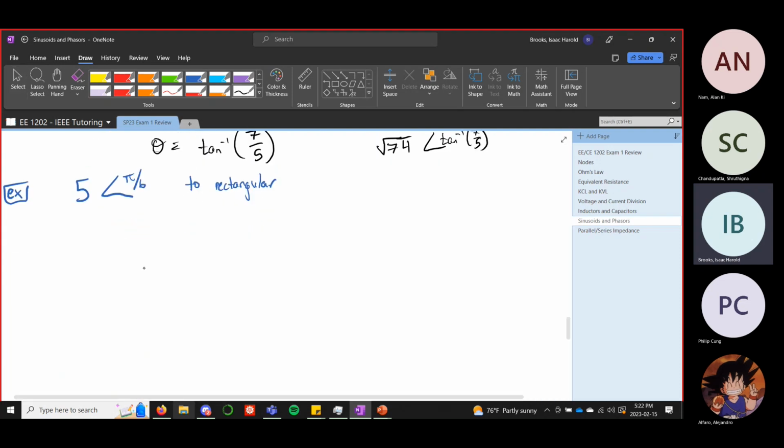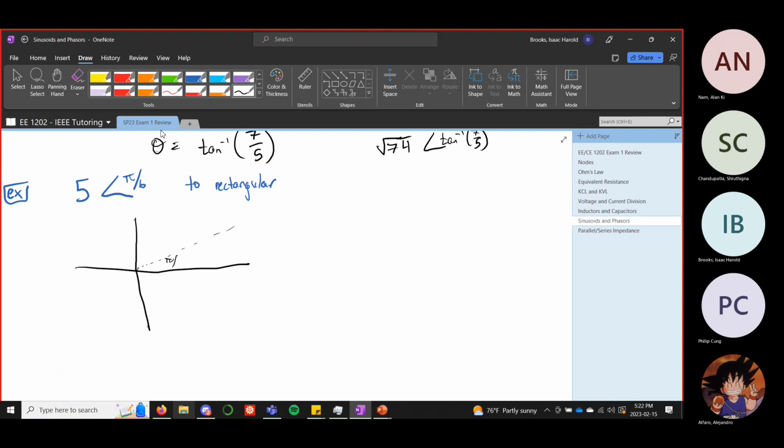So let's do 5 at an angle of pi over 6 into rectangular. So if we draw this out in the complex plane, we basically have our angle here is pi over 6, and the distance is 5. So to get the x and the y coordinates, so that's the real and the imaginary portions, we have to use some trig.